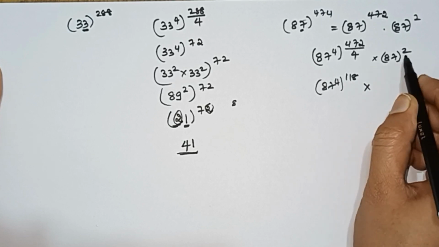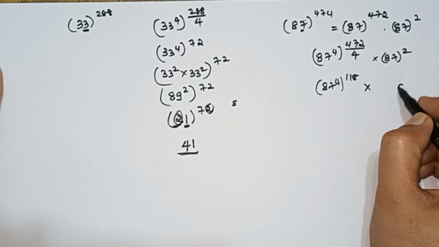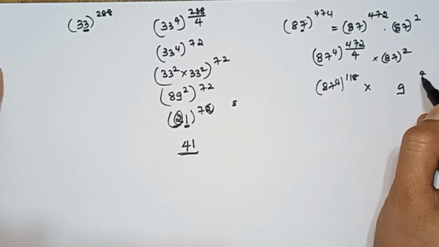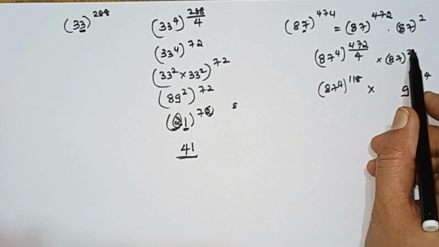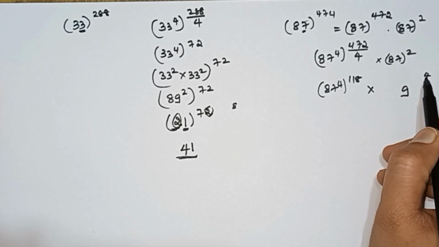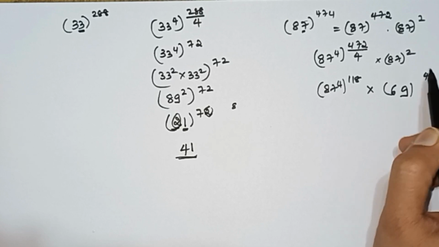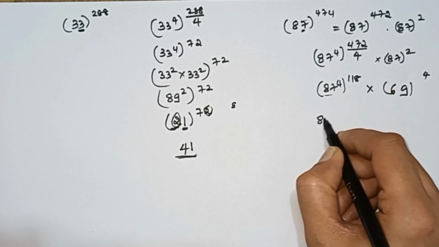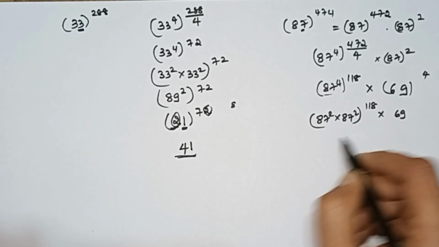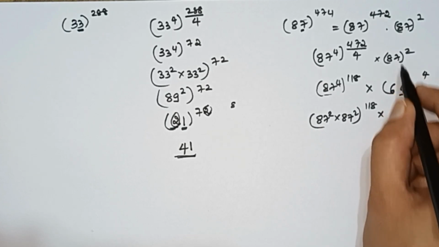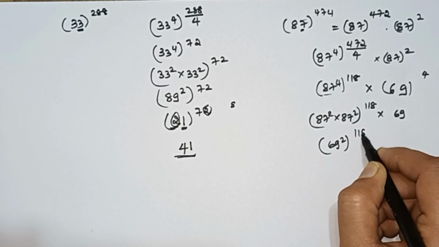So into 87 square, the last two digits I want. Same method, 7 square is 49. So the last digit is 9 here, 4 is the carry. Then 8 sevens are 56, 56 twos are 112, 112 plus 4 gives you 116. So the tens digit is 6. Keep this as it is. Now I have to simplify this: 87 square into 87 square to the power 118 into 69. This is the same as the last two digits I obtained here, 69. So it is 69 into 69, 69 square to the power 118 into 69.